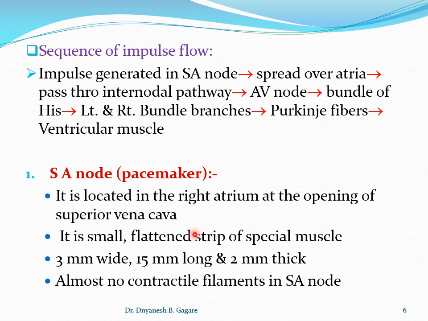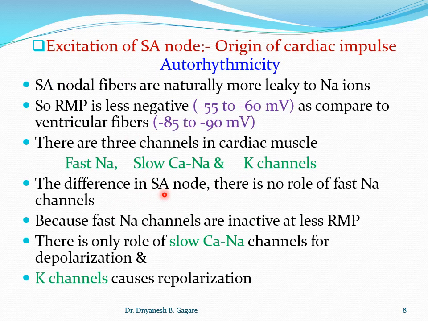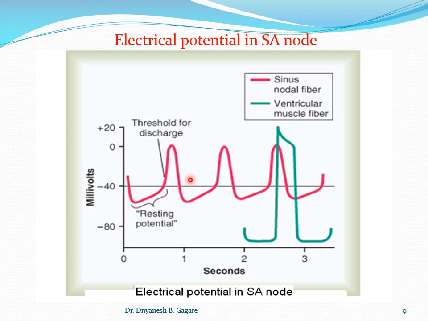We also discussed the SA node, the structure of the SA node, then the rate of generation of various parts of the special conductive system. Then what is the speciality of the SA node that allows it to produce the impulse with the rate of 70 to 80 beats per minute, and the mechanism of generation of the impulse. Okay, so with the help of this diagram, we discussed the mechanism of generation of the impulse.